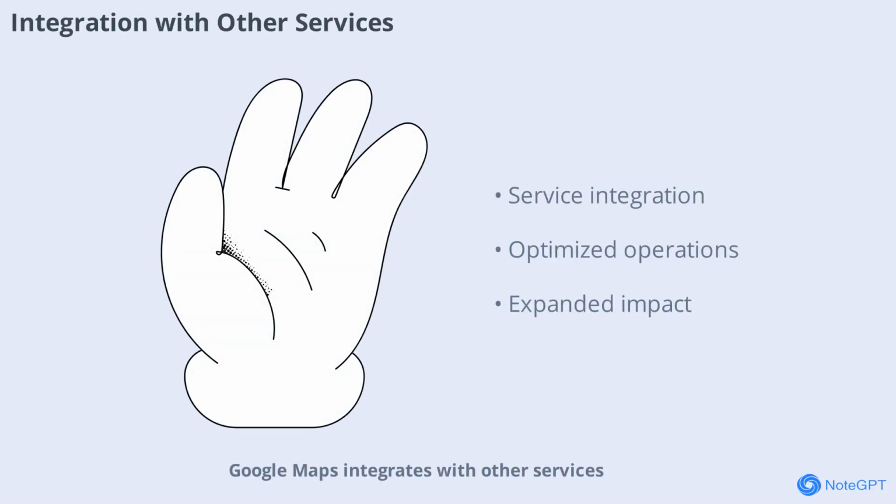Google Maps integrates with other services such as ride-sharing and delivery apps. By sharing routing data and traffic information, these services can optimize their operations, providing faster and more reliable experiences for users. This integration expands the impact of graph theory beyond navigation.